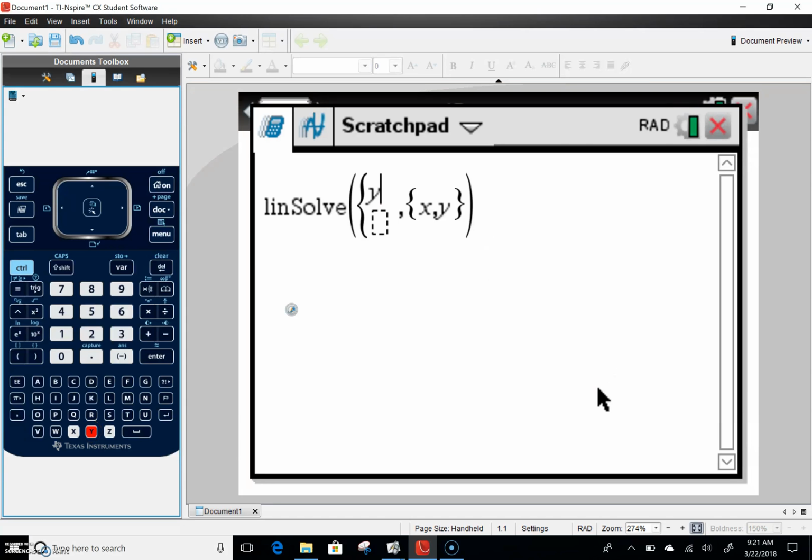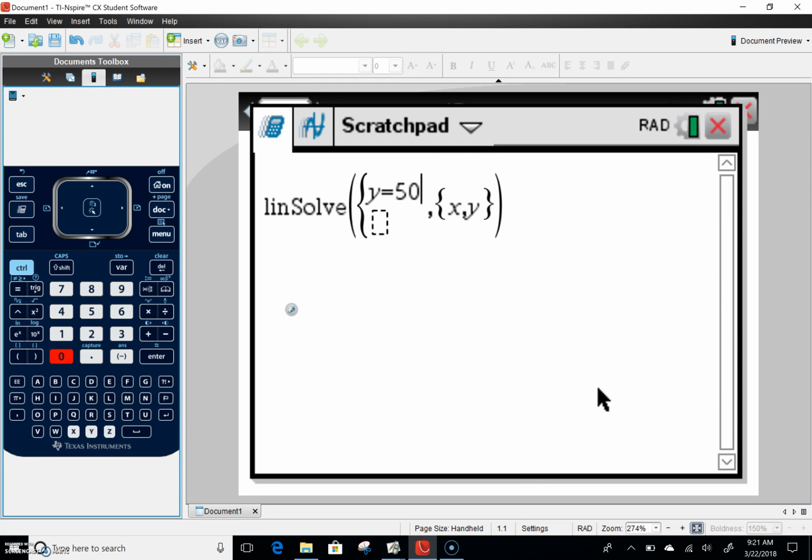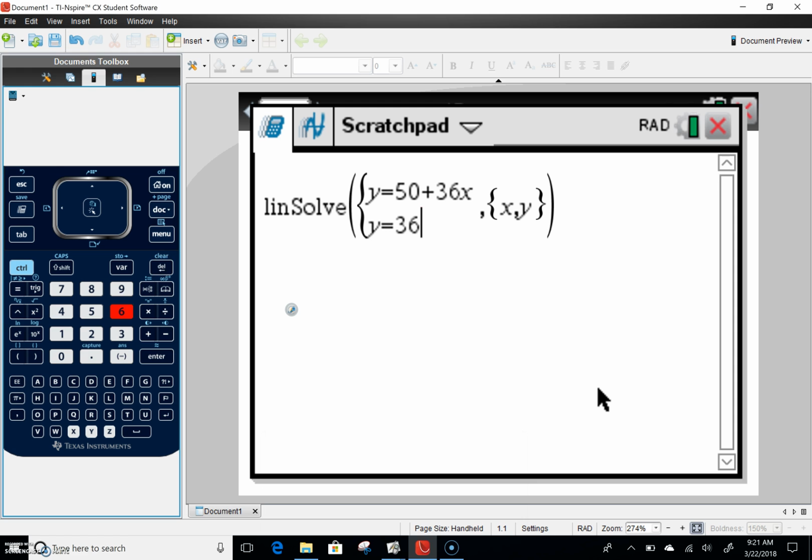Y equals, let's go back, it's 50 plus 36x. And the second equation is y equals 39, is it 39? No, it's 36 plus 39x. Okay, and all we have to do is press enter.